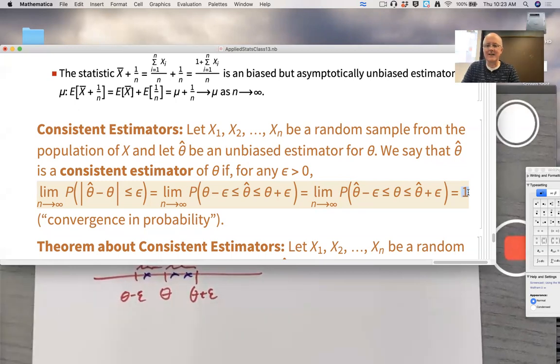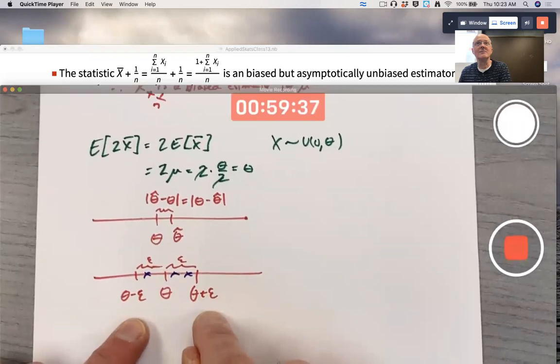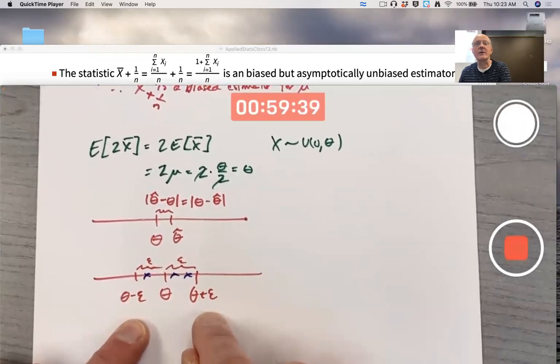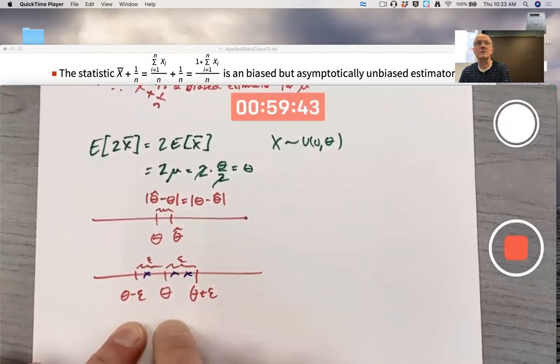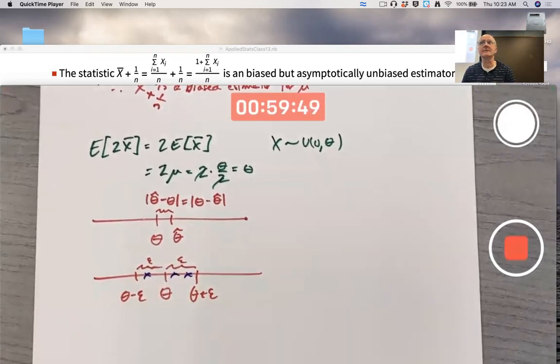Say it again. Even if epsilon is really, really small, if n is large enough, theta hat will be close to theta, within epsilon of theta, no matter how small epsilon is. No, the smaller epsilon is, the larger n needs to be.